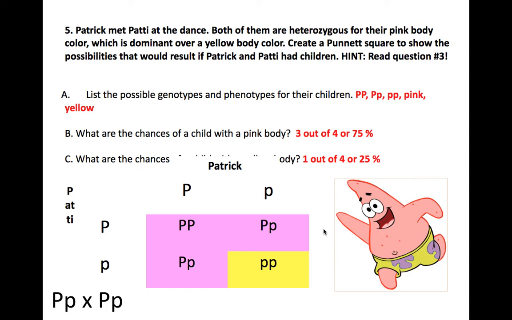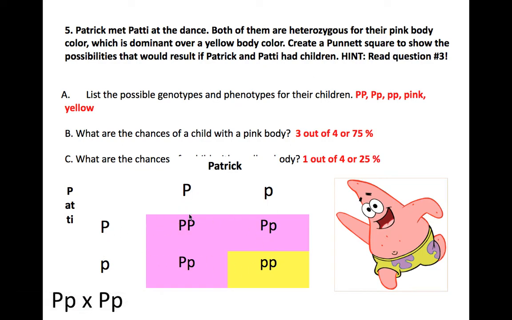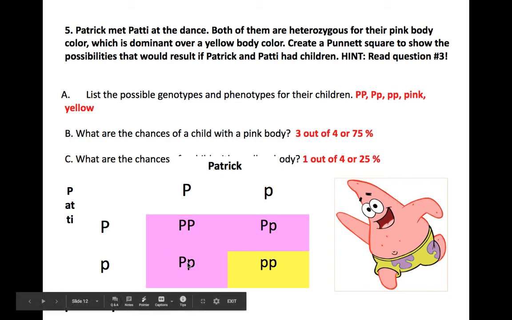And their genotypes are down in the bottom left corner. So Patrick, big P, little p right here, and Patty, big P, little p right here. And then I'm going to put their genotypes in the boxes. So big P in this first box, big P right here, little p right here in the second box. Always put your big P first. Big P, little p in this box here, and then a little p right here.